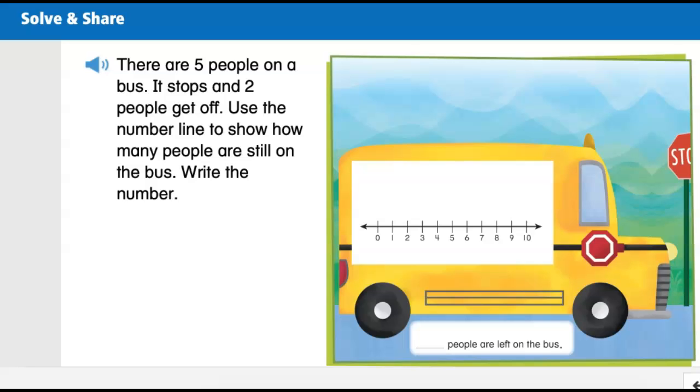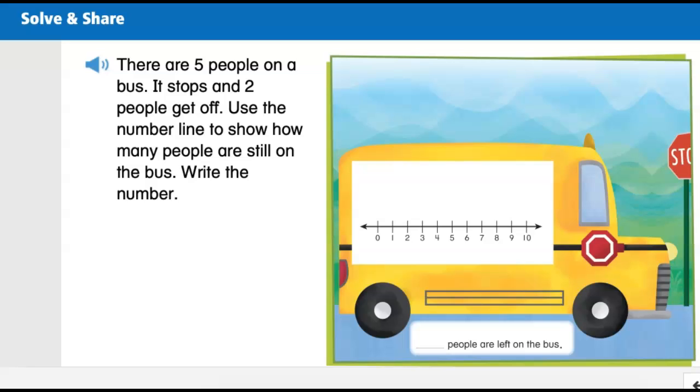Our solve and share says there are 5 people on a bus. It stops and 2 people get off. Use the number line to show how many people are still on the bus. Write the number.